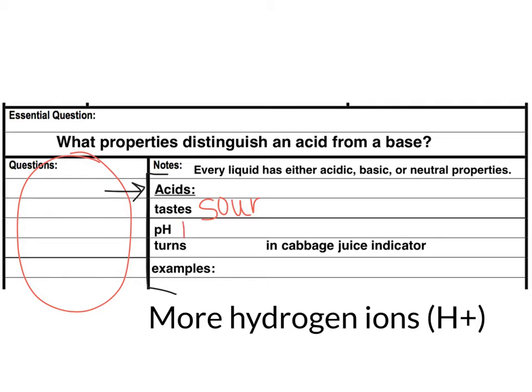The pH is between 1 and 6.9. It turns pink in a cabbage juice indicator. So the indicator is probably going to be a purple, and then when you put it in an acid, it will turn pink. And examples of acids: apple juice, anything with a lot of sugar too, is probably going to be an acid. Apple juice, lemon juice, soda.